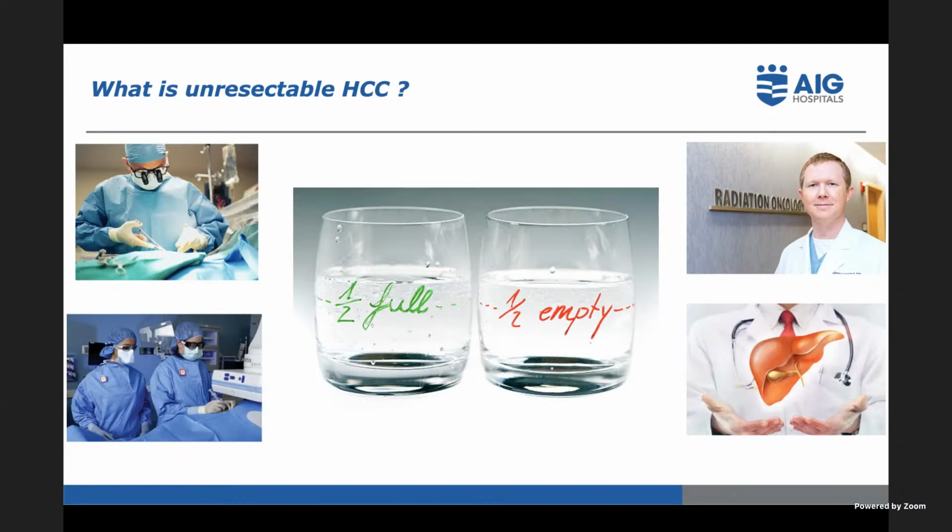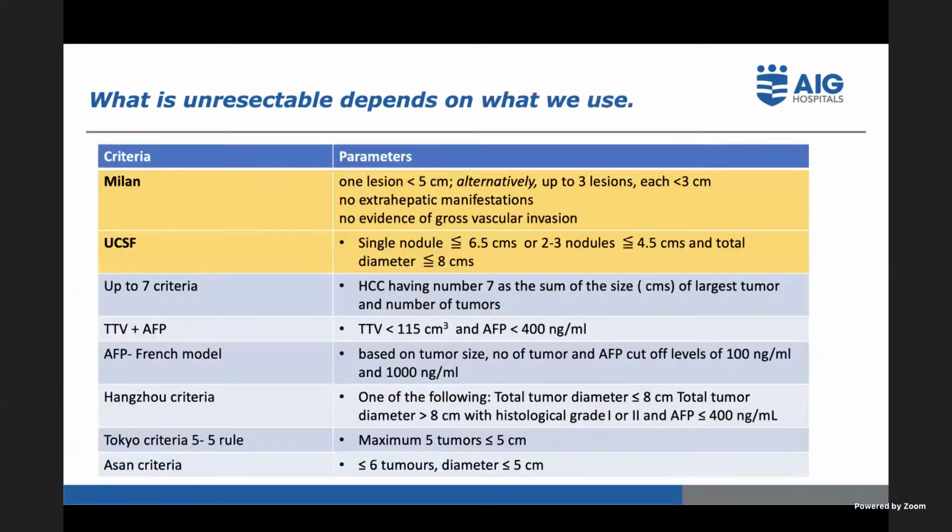His alpha fetoprotein was 22,000. The PIVKA was around 1 lakh plus. So basically, beauty lies in the eyes of the beholder. Who is the first contact decides what is unresectable, but that is not how science goes. So what is unresectable depends on what criteria we use.